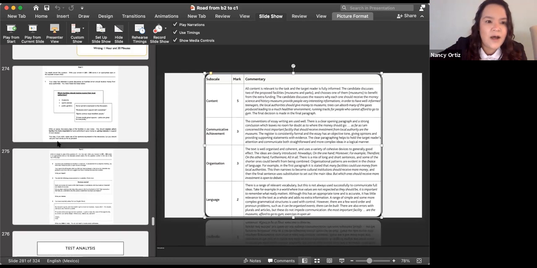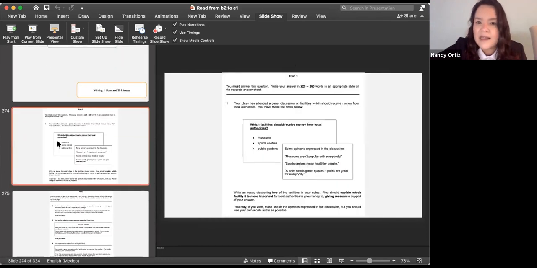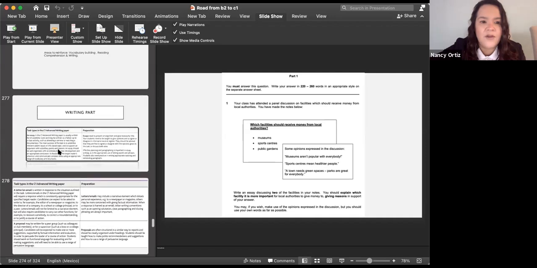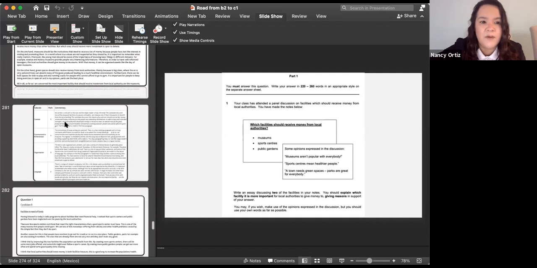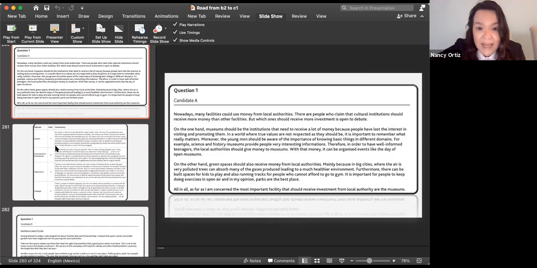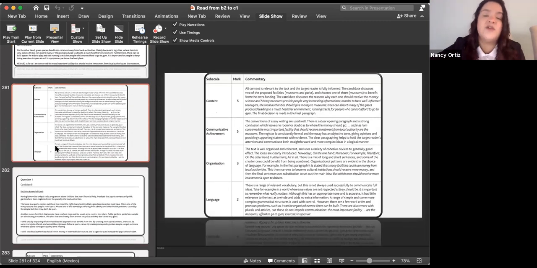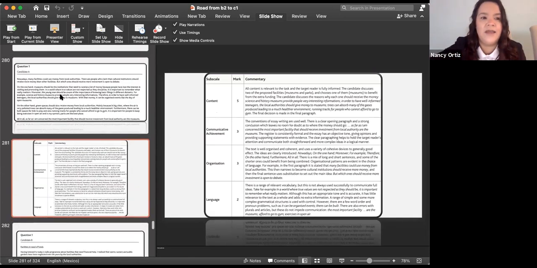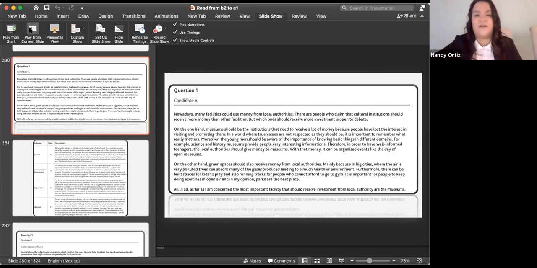The task was this. Your class has attended a panel discussion on facilities. We should receive more money from local authorities. You have made the notes below. You have which facilities should receive more money: museum, sports center, public gardens. And we had some opinions. So I'm going to share what these people wrote, the grade they get, and I'm going to share this of 3 participants, the last one being the highest level, okay? So hopefully you can see the differences.